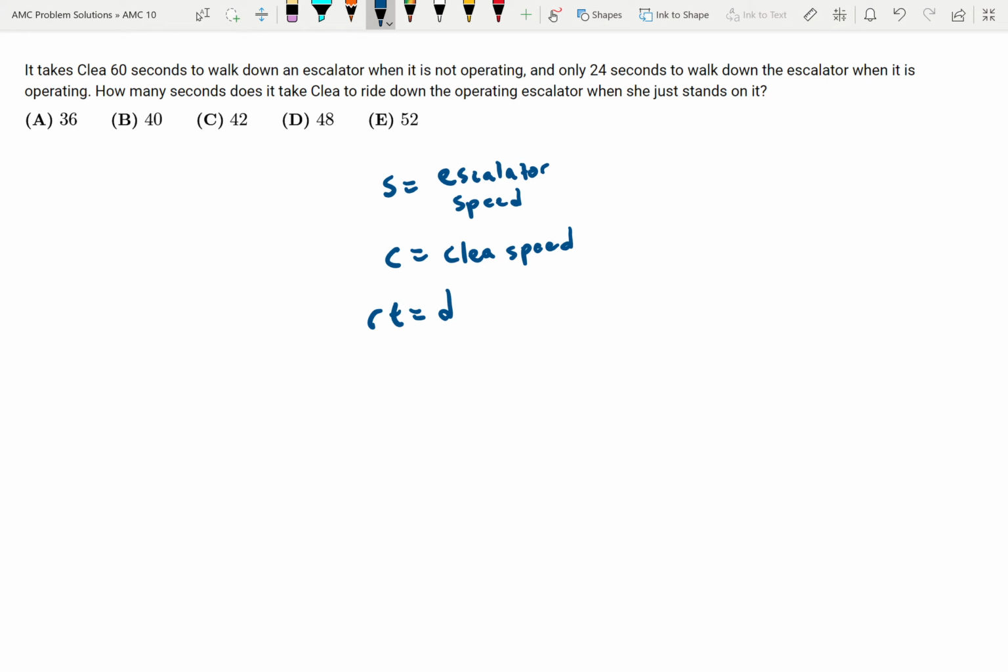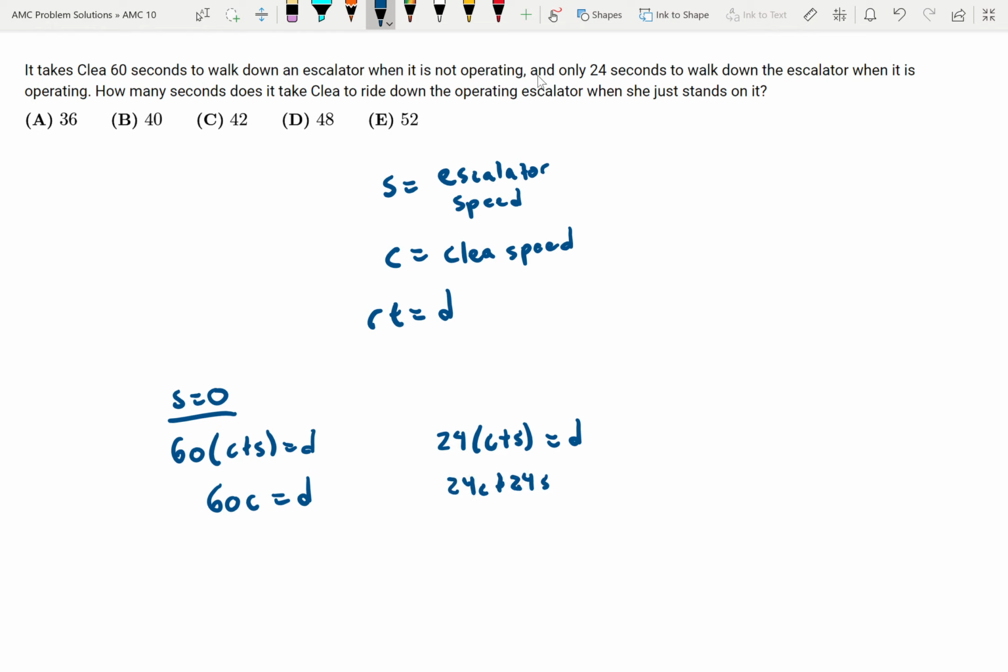The first one is when the escalator speed is 0. So when s equals 0, it's going to be true that 60 times (c plus s) equals d. S is 0, so we get 60c is equal to distance. Then the scenario when she's walking down and the escalator is going. For that one, we have 24 times (c plus s) equals d. So we can call that 24c plus 24s is d.